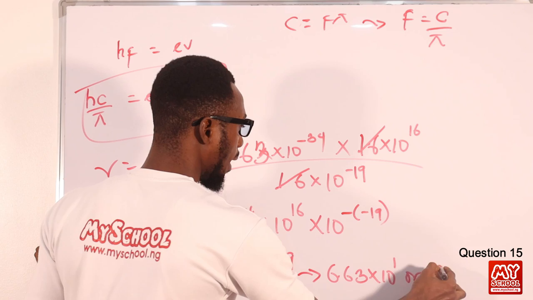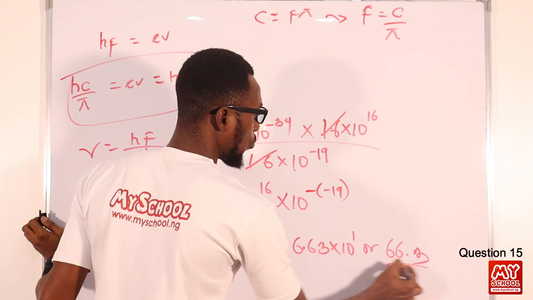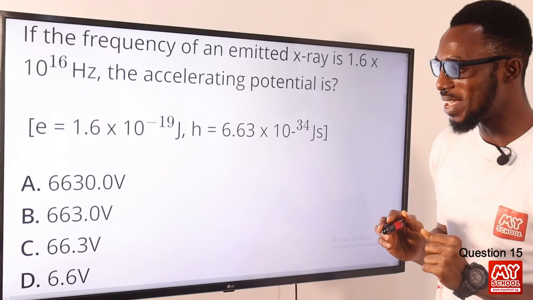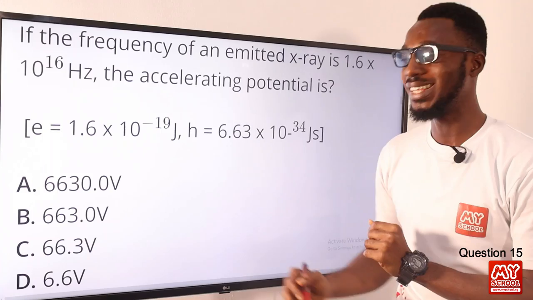Or I can have it as 66.3 if I move the decimal point by 1. So this should be my answer, either 6.63 times 10 raised to the power 1, or 66.3. So let's go for 66.3. Look carefully, you can see the figures are properly mixed, but we are hunting for the right answer. We can find that in option C. So option C is the appropriate solution.